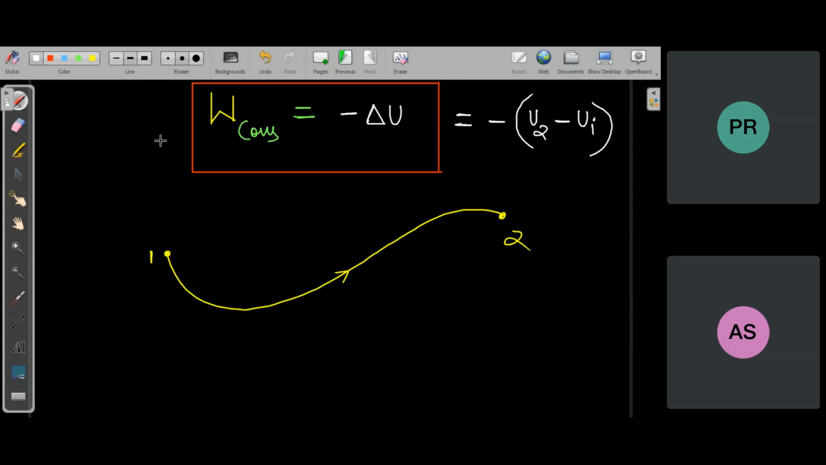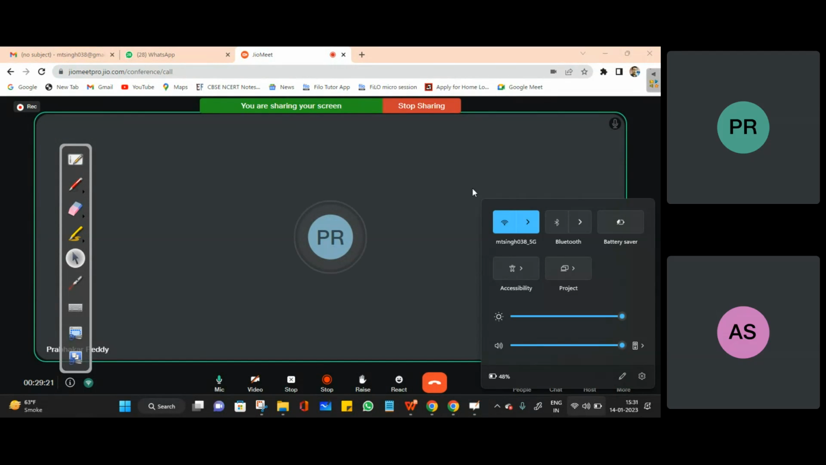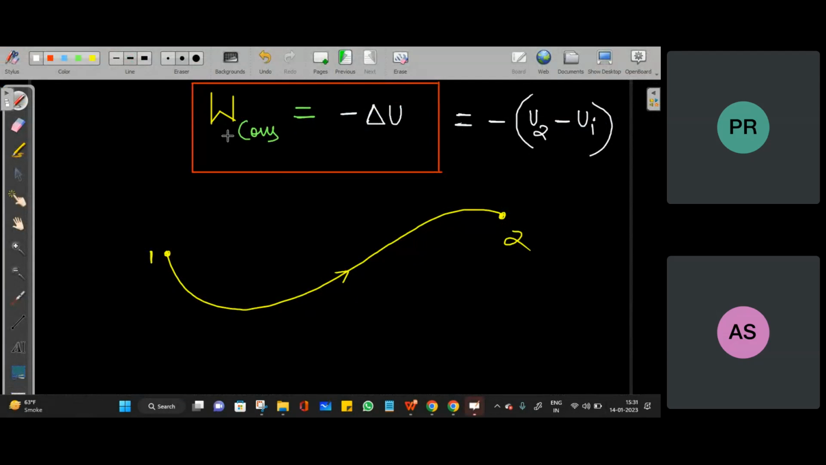You said that there exists no term called potential energy. But then how can a conservative force decrease the potential energy? Speak louder and clearly, you are not clearly audible. So you said that there is no term called potential energy, only change in potential energy exists. Then how can work done by a conservative force decrease the potential energy of a system? Decrease in potential energy is also change, no?